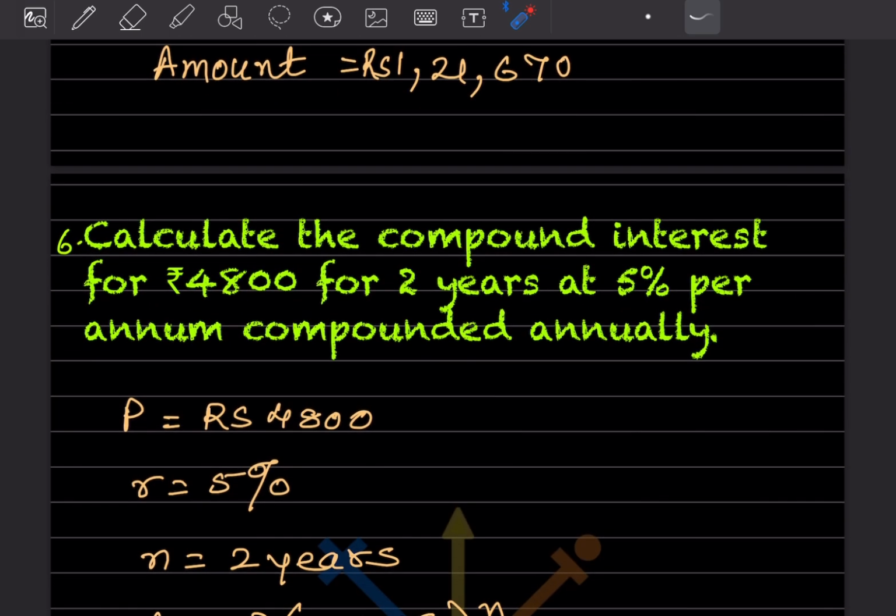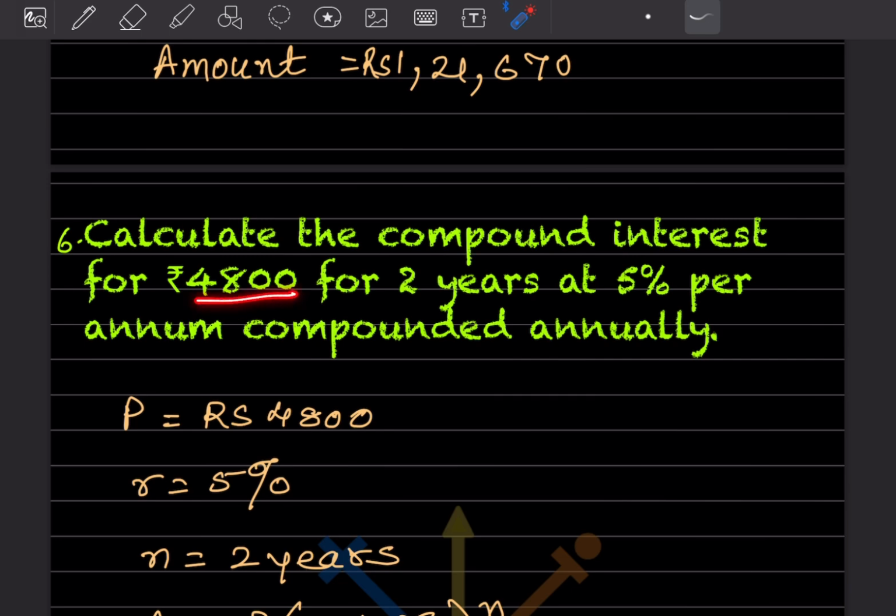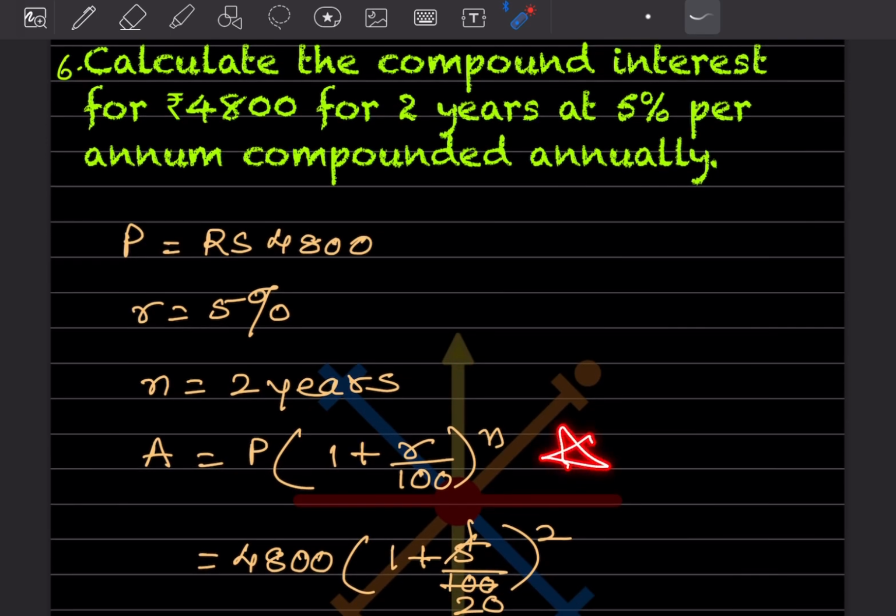Calculate the compound interest for rupees 4,800 for 2 years at 5% per annum compounded annually. Again the same thing, the given things here. Use the same formula. So this formula is very important. You have to learn it by heart.